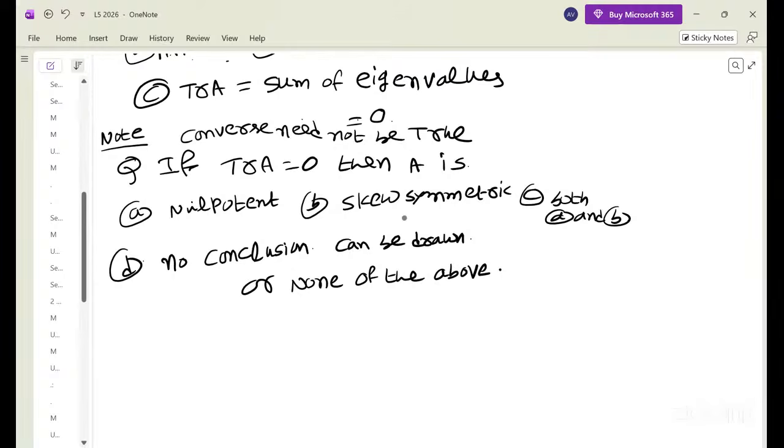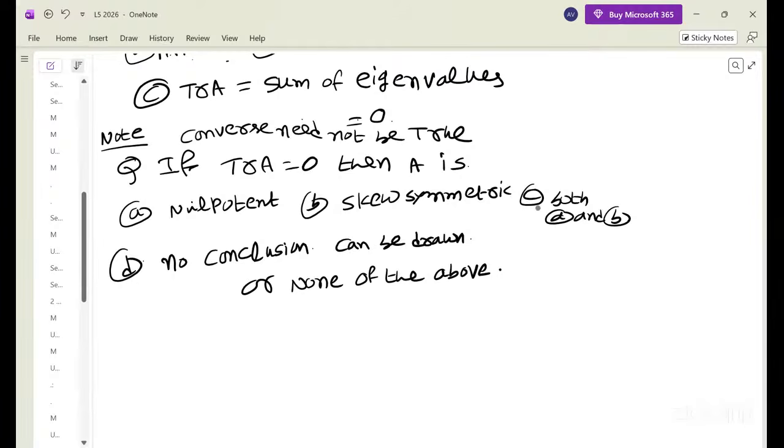And if trace A is 0, we cannot say it is skew symmetric, because skew symmetric has some other conditions also. A transpose is minus A, that is Aij is minus Aji. One more condition: the principal diagonal must be 0. Other diagonal elements should satisfy some other condition. So trace is 0, but it need not be skew symmetric. Trace 0 does not mean nilpotent. Intelligent students, if they don't have clarity, can get confused.